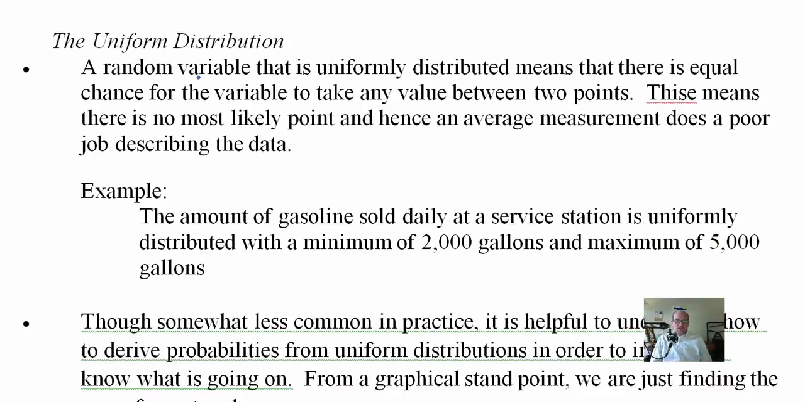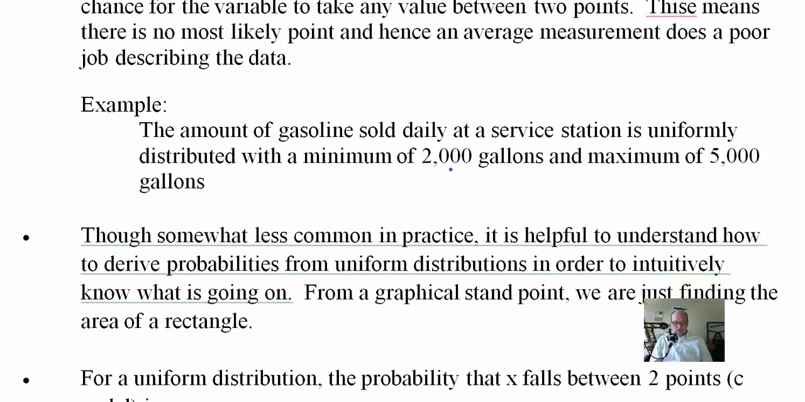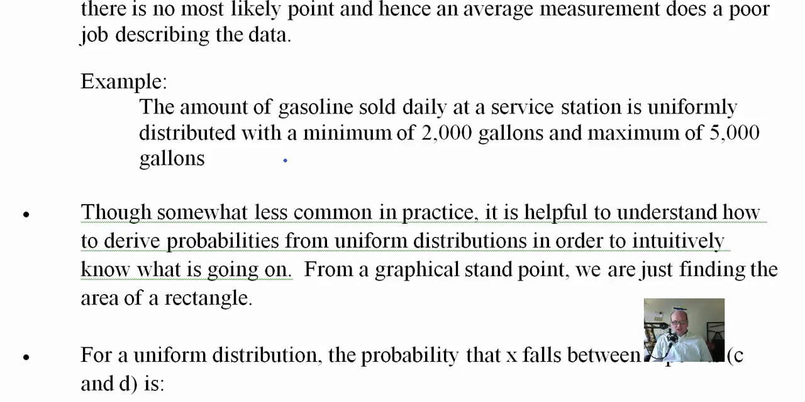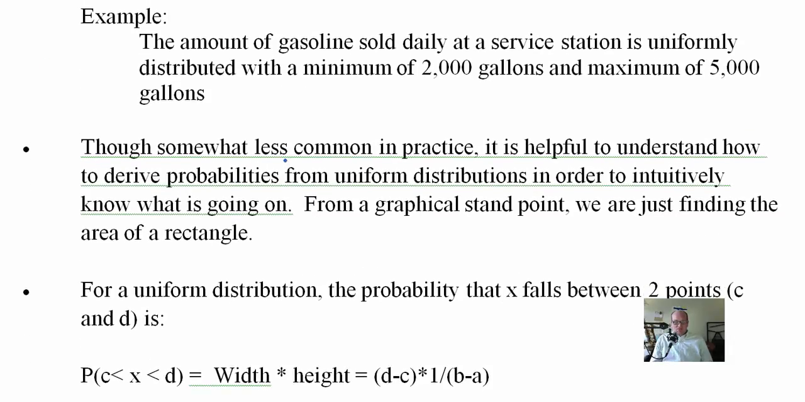understand. A random variable is uniformly distributed if there is equal chance for the variable to take any value between 2 points. This means there is no most likely point, hence an average measurement does a poor job describing data. All right, so here's an example. The amount of gasoline sold at a service station is uniformly distributed with a minimum of 2,000 gallons and a maximum of 5,000 gallons. From a graphical standpoint, we're just finding the area of a rectangle.